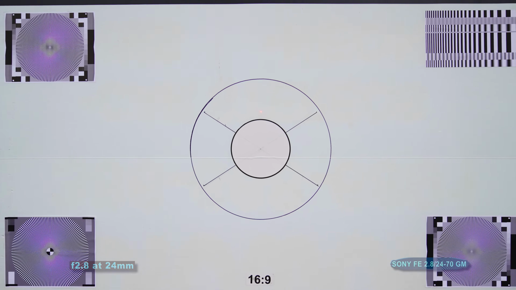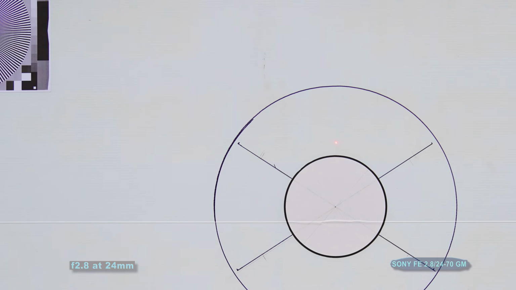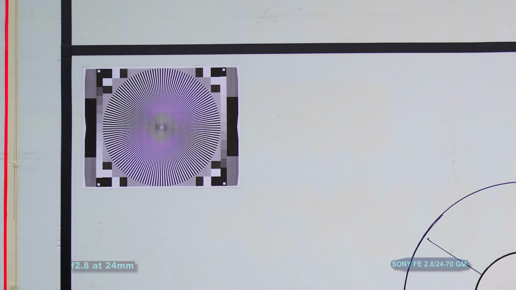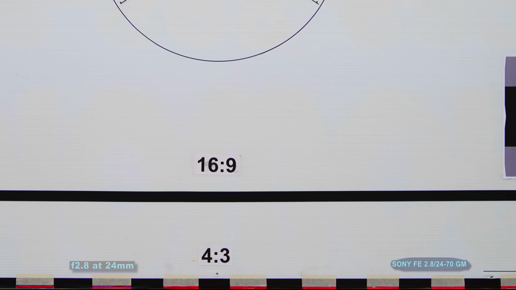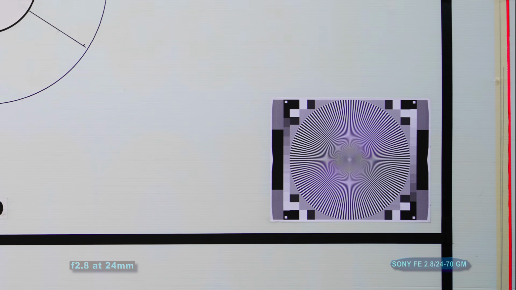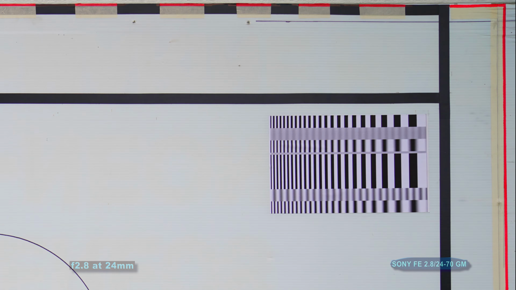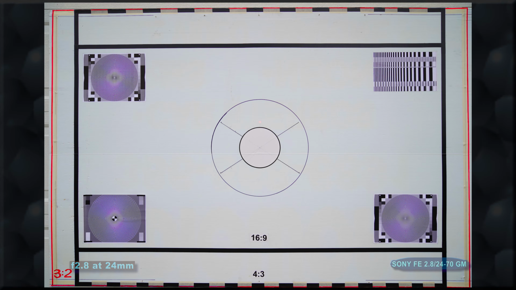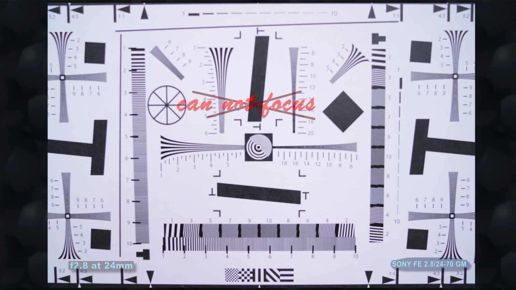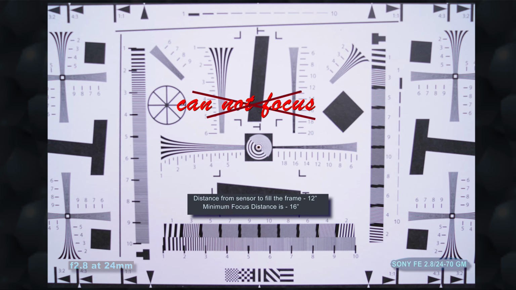First test, I started with Sony 24-70 f2.8 G Master lens at 24mm and the big chart. Everything worked good. The chart fully filled the frame and the picture was sharp at the center and all the corners. Then I used the small printed out chart but could not get it in focus because the distance needed to fill the frame was smaller than the minimum focus distance of this lens, so it did not work out.